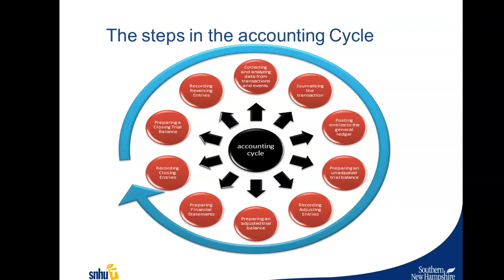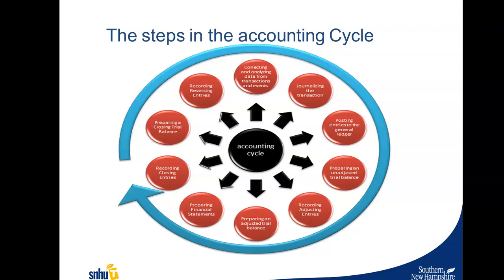Once we prepare our adjusted trial balance, our financial statements will be able to be prepared. And then once we have our financial statements done, we are complete, so to speak. We then want to record our closing entries. Our closing entries are going to reverse or close or zero out all of our temporary accounts. And as we discussed before, our closing entries are going to close our income account, our expense account, and our temporary dividend account. Once we close those accounts, we prepare our closing trial balance.